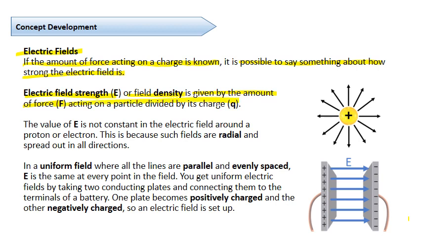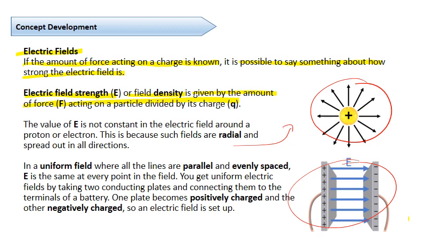Now, in a proton or a neutron, the electric field around a proton isn't the same in all directions, and that's because the fields are radial. Something to keep in mind. However, in a uniform field, where all the lines are parallel or evenly spaced out, as in this diagram here, the electric field strength, that is E, is the same at every point in the field, and you get what's called a uniform electric field.